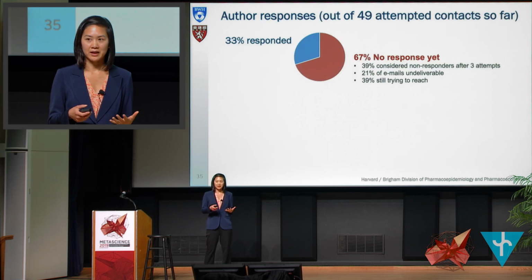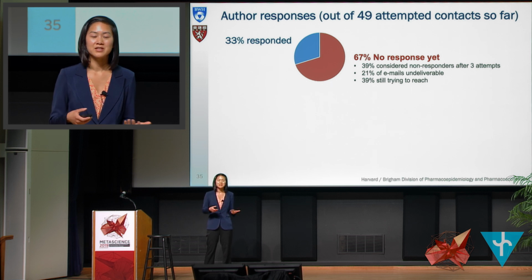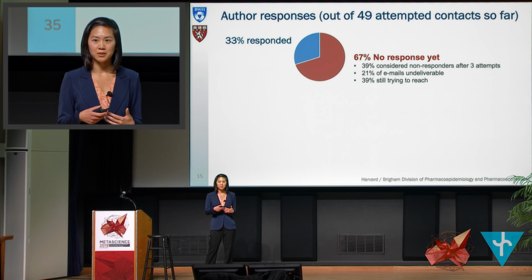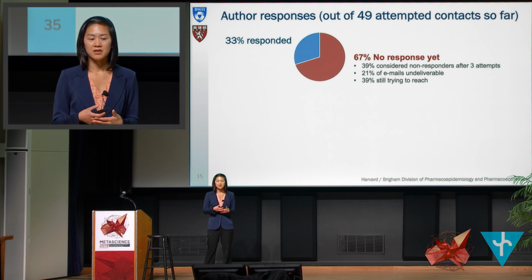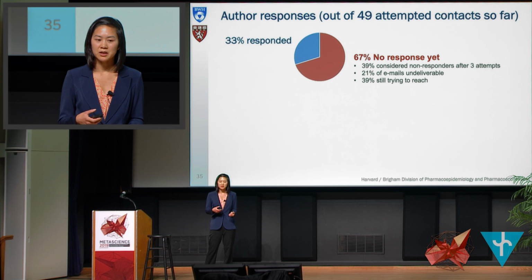So I mentioned before that after attempting to independently directly replicate studies, we're reaching out to authors to see if they will talk to us and help us understand where some of our assumptions may not be lining up with what they had done. So out of 49 attempted contacts thus far, about 33% have responded. Among the people who have not responded yet, we consider 40% non-responders after 3 attempts at contact. And 21% of our emails for the corresponding authors are undeliverable. And 40% we're still trying to reach.